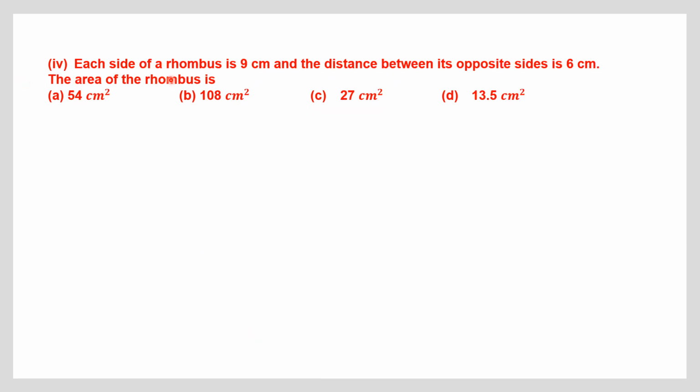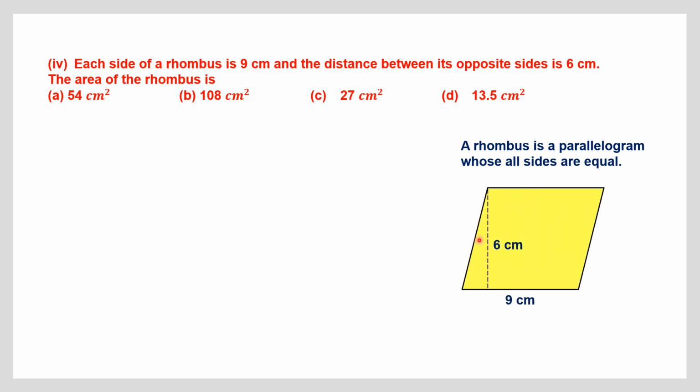Question 4. Each side of a rhombus is 9 centimeters and the distance between its opposite sides is 6 centimeters. We have to find the area of the rhombus. Now, what is a rhombus? It is a parallelogram whose all sides are equal. So we have a rhombus here.